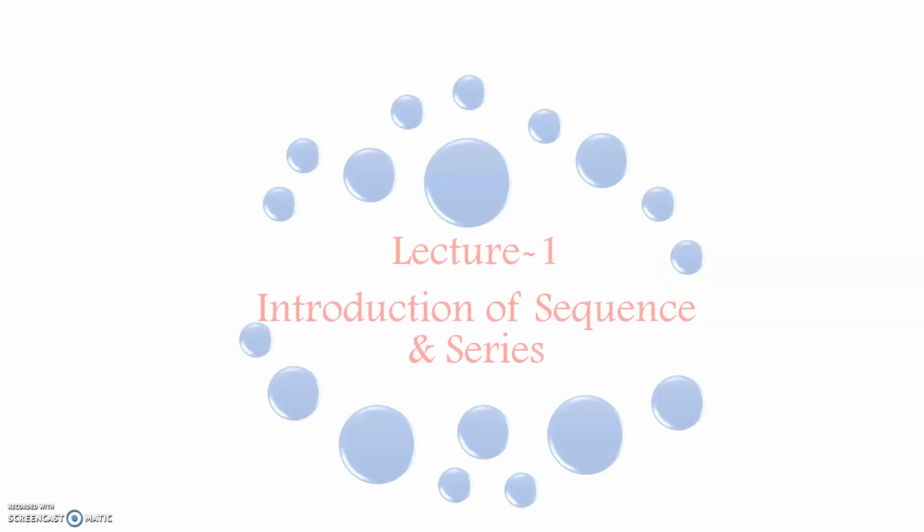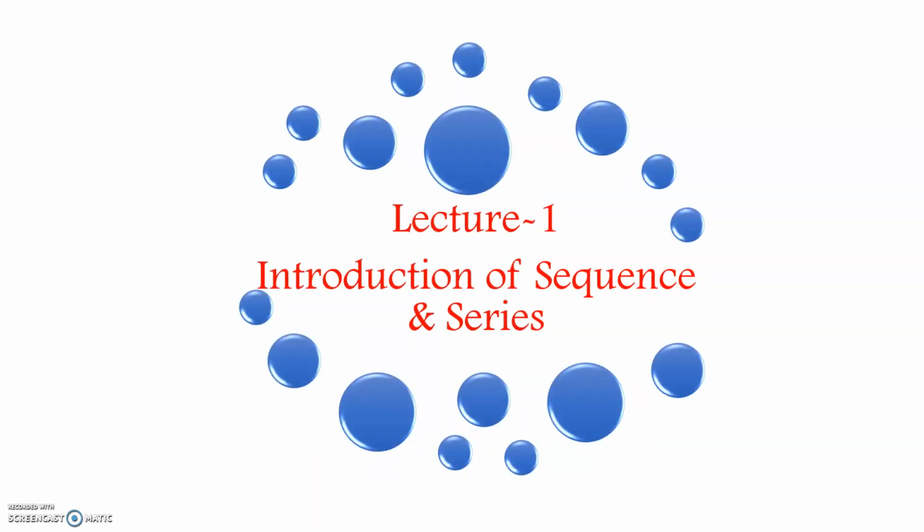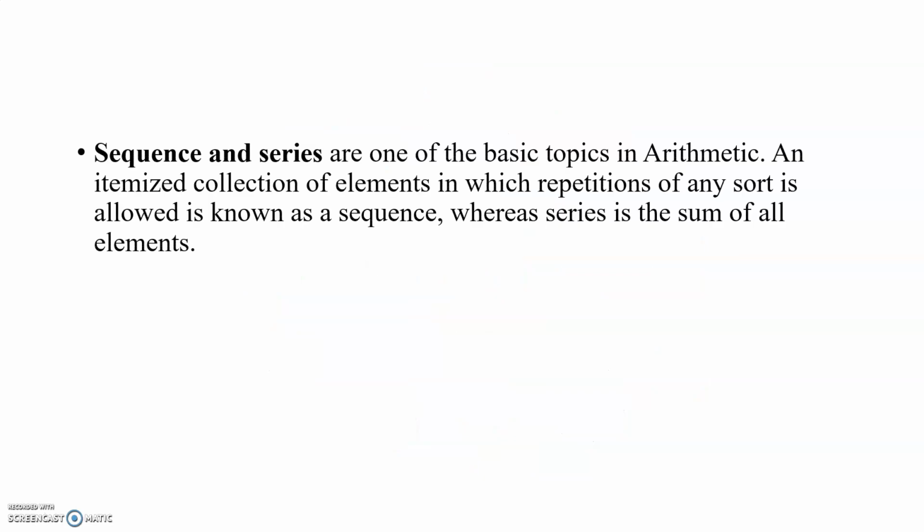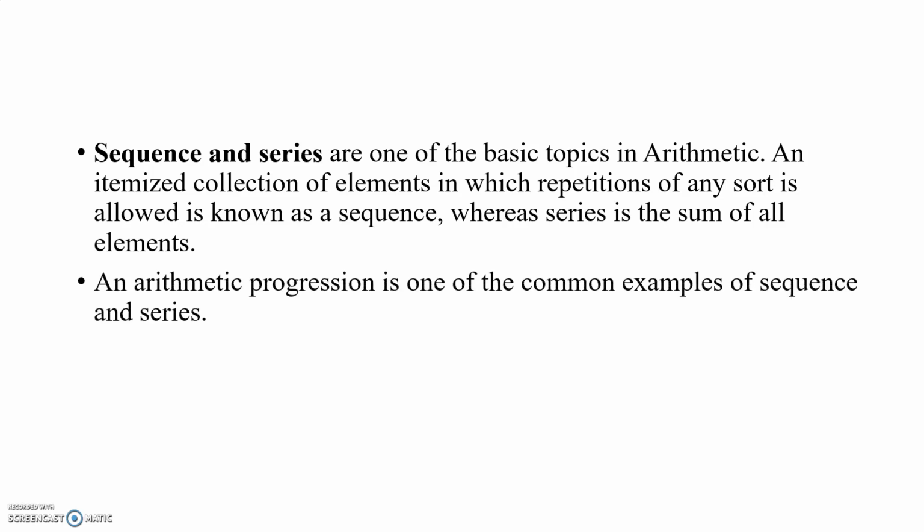First we are going to see the introduction to sequence and series. What is a sequence and series? Sequence and series are one of the basic topics in arithmetic. An itemized collection of elements in which repetition of any sort is allowed is known as a sequence, whereas a series is the sum of all the elements. If we have a collection of 10 elements, it is a sequence. Then summing all the elements, you will get the series.